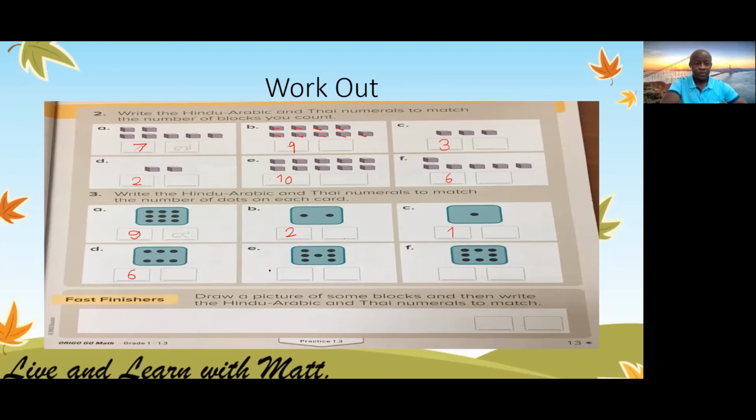Part E, how many dots do we have here? 7, that's correct. Part F, how many dots do we have here? 8, that's correct. So we write 8 and the Thai numeral. Next one, the fast finishers. Draw a picture of some blocks and then write the Indo-Arabic and Thai numerals to match. So I want you to do this in your student journal, page 13. Do it yourself, please.